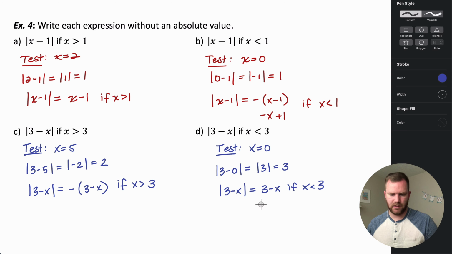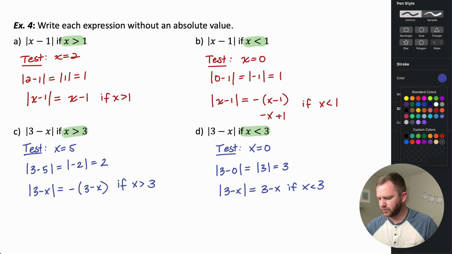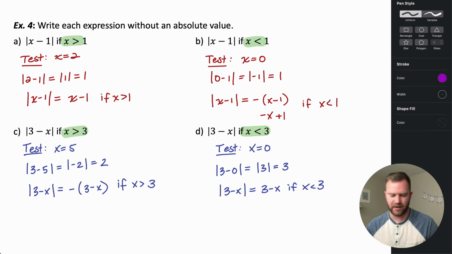And we're basically going to be using this information to help us redefine absolute value functions. Now, one question is, where am I getting the 3 from and the 1 from? Why am I picking 3 and 1? Are these just arbitrary random numbers that I wanted to test?